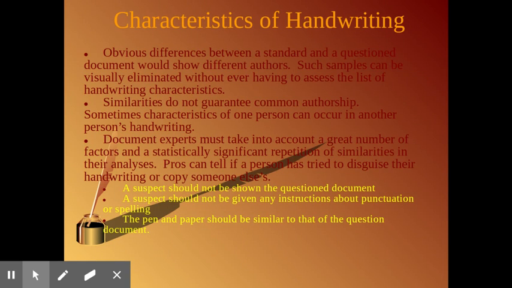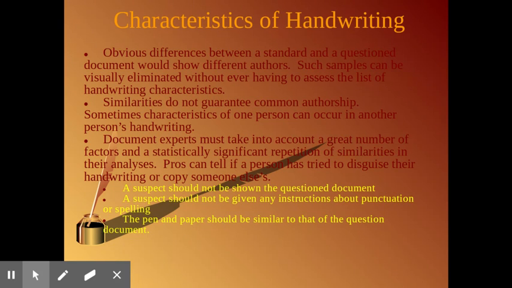So any obvious differences between the standard and the question document would show different authors. Some such samples can be visually eliminated without ever having to assess the list. So some things you can just look at and be like, you did not write that.